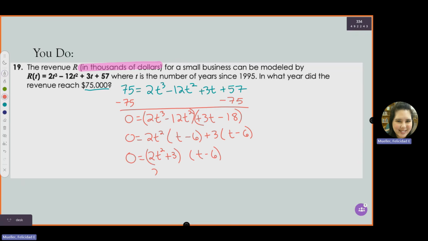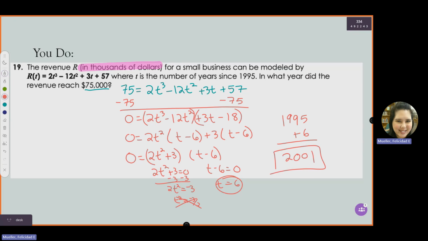So we're going to set each of these equal to 0. I'm going to be honest, I'm like, oh, this one's just going to be 6, probably the one I want, but I'm going to do this one anyways. Subtract 3. 2t squared equals negative 3. That's not going to work. I'm going to get t squared equals negative 3 halves. I'm not even going to finish it. So t is 6. So 1995 plus 6 is 2001, the year that they reached $75,000 in revenue.